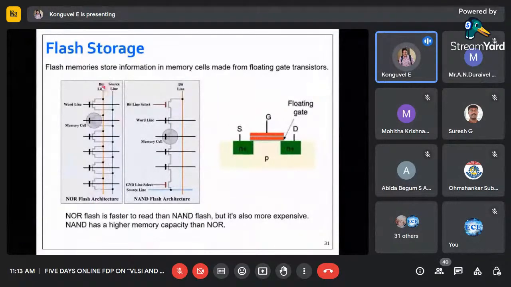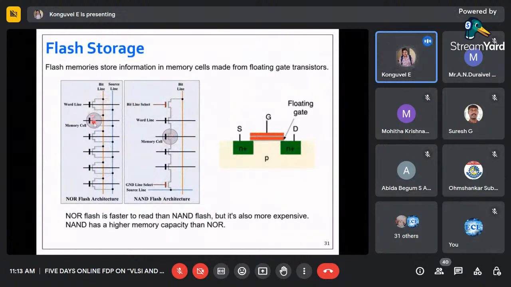In NOR flash, you can see we will be having the bit line and source line getting connected over the device. When the device is turned on, the bit line and source line will be getting connected. But in the NAND also it works in the same way. But how the topology is, you see, we have a bit line select, to select the word line, individual memory cell, and that can be connected to the NAND flash.